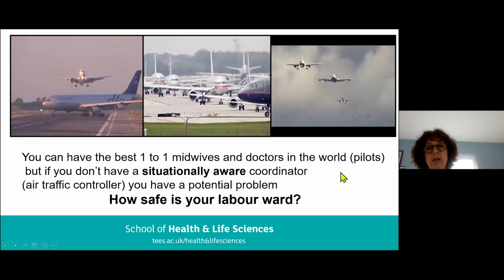I would just like to conclude, because we know a lot about situational awareness from the airline industry. Now, we can have the best doctors and midwives giving one-to-one clinical care, which I would suggest are the pilots. But if you don't have a situationally aware coordinator, which I would relate to the air traffic controller, you have real problems on your labour ward. So just a rhetorical question to you: how safe is your labour ward?